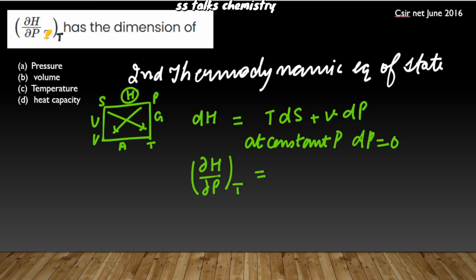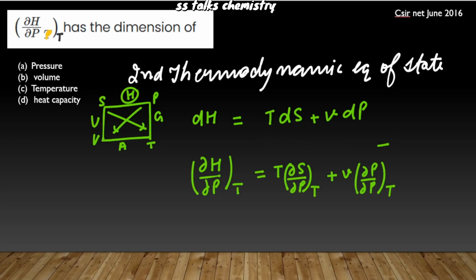So it will come out to be temperature into del S by del P at constant temperature, plus volume into del P by del P at constant temperature. Here it is not constant pressure, it is constant temperature, so that term is not included and we can omit it. So del P by del P will be equal to unity only. Now temperature into del S by del P at constant temperature, this you can replace.